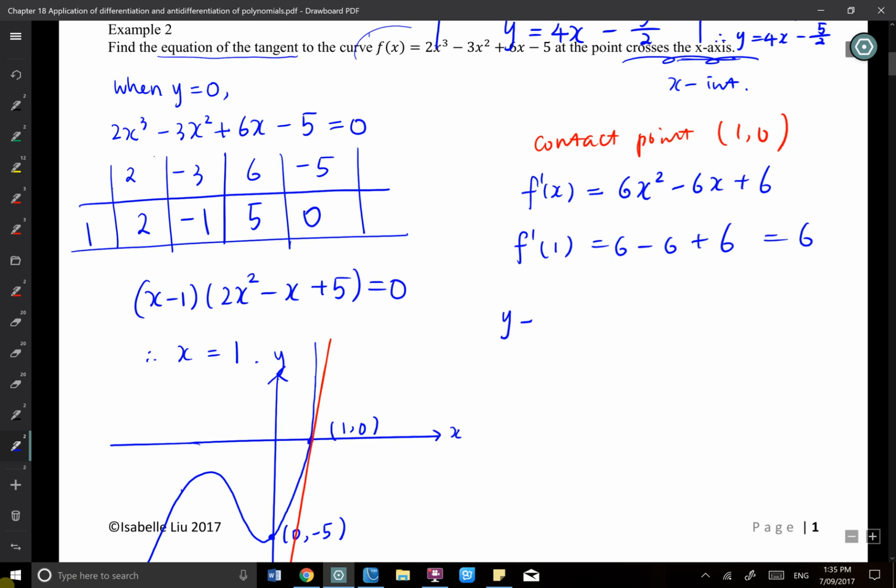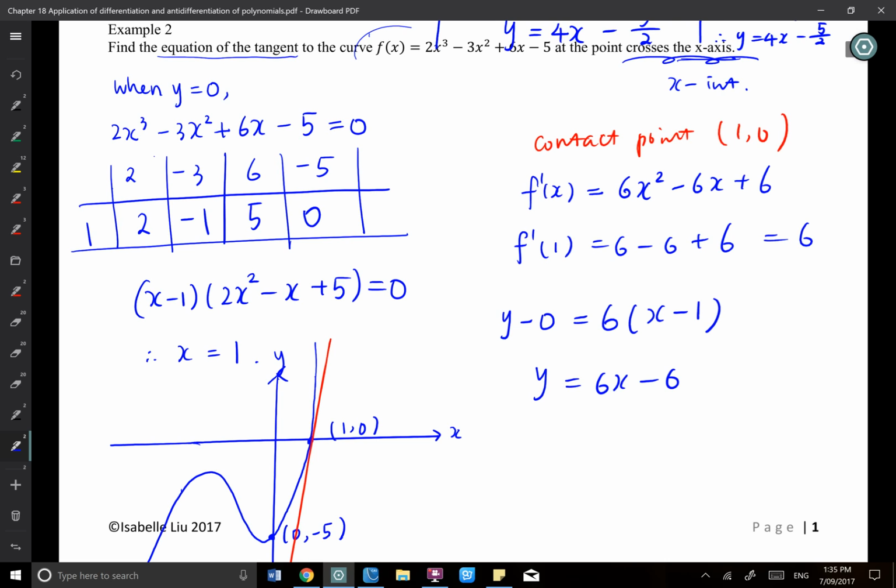So y minus y1 equals 6 times (x minus x1). So y equals 6x minus 6. Okay, that's how we find the equation of the tangent.